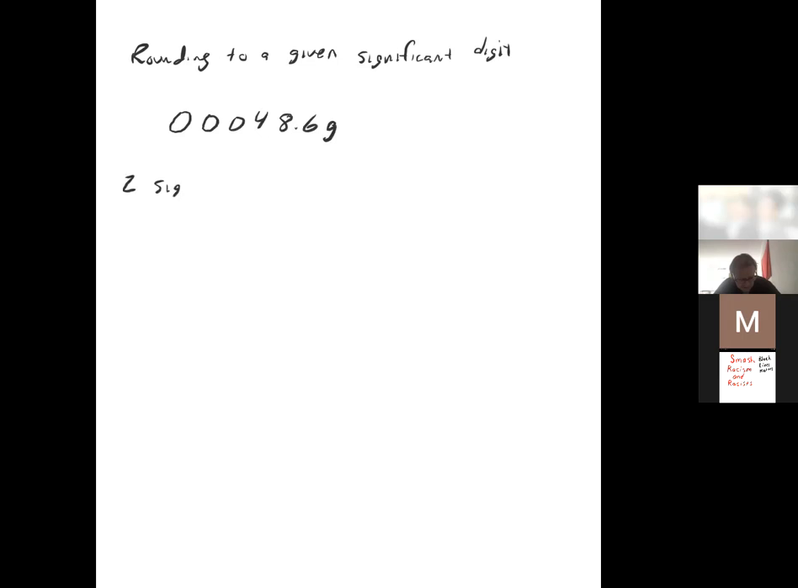Okay, again, this is called rounding to a given significant digit. Okay, so they give you these numbers, 0.0048.6 grams, and they want you to round it to 2 significant digits. Okay. All right, so again, it's relatively straightforward.